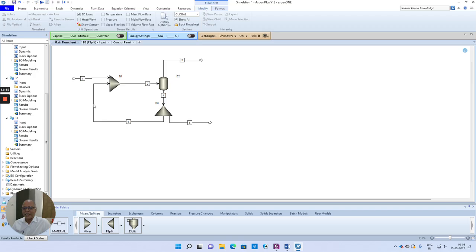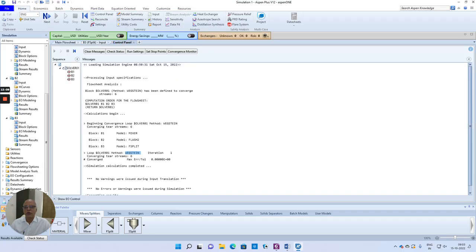Now you started with an initial assumption. After solving this model, you got an updated value for this stream 6. Compare whether the assumed values are equivalent to the present values. If not, you start with another guess and repeat this process. So the moment you have a recycle, it is going to be an iterative process.